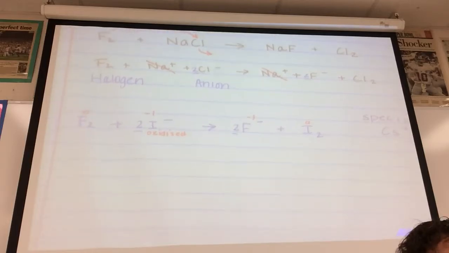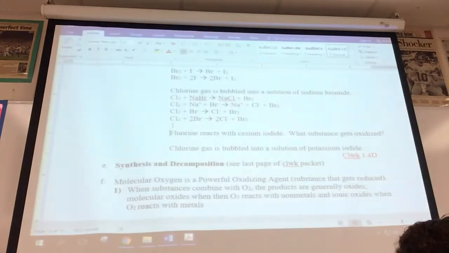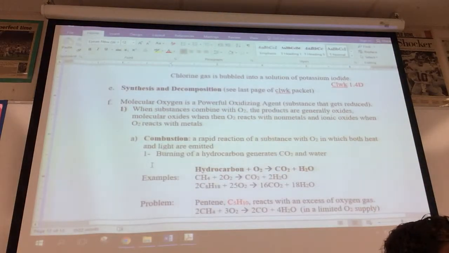The next one says chlorine gas at the top of the screen. Chlorine gas is bubbled into a solution of potassium iodide. Try it.